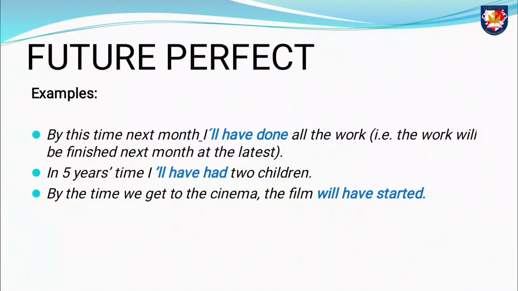Example: by this time next month, I'll have done all the work. It means that the work will be finished next month at the latest. Number two, in 5 years' time, I'll have had 2 children. It means that the speaker will have had 2 children after 5 years. Number three, by the time we get to the cinema, the film will have started.